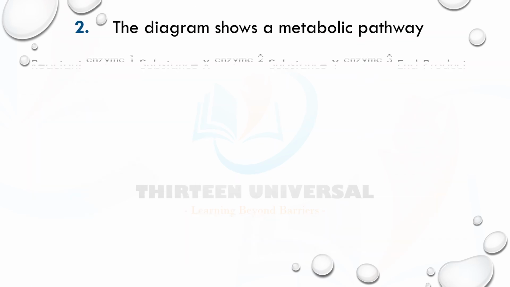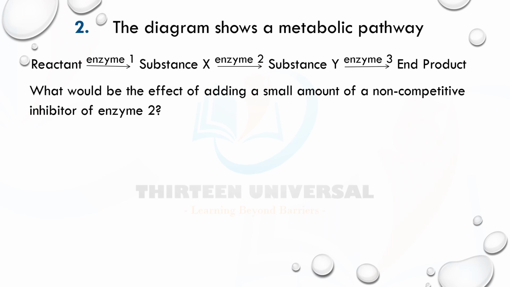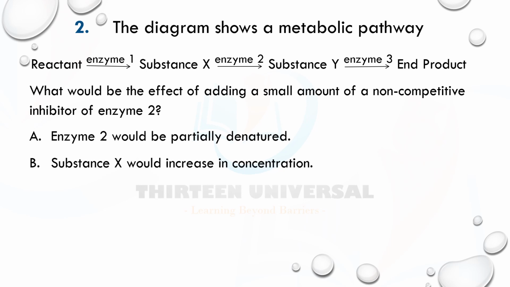The diagram shows a metabolic pathway, reactant, enzyme. Okay, let's see. You can see that metabolic pathway. So what would be the effect of adding a small amount of non-competitive inhibitor of enzyme 2? Small amount. All right, let's go find out.